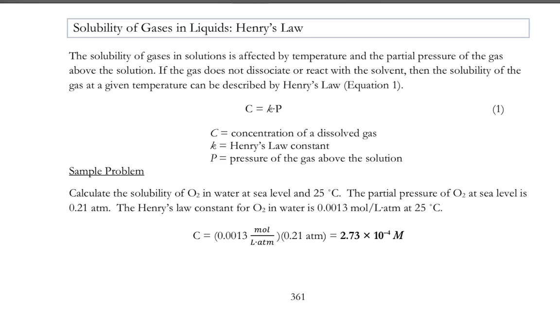So we're after concentration. Concentration we can think of as equivalent to solubility. So concentration is equal to K, 0.0013 moles per liter atmosphere, times P, 0.21 atmospheres, equaling 2.73 times 10 to the minus 4. Units are moles per liter because we noticed that atmosphere cancels out, or we could write that as molar.